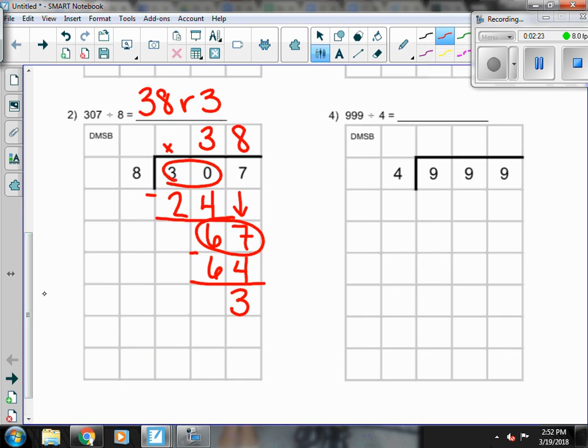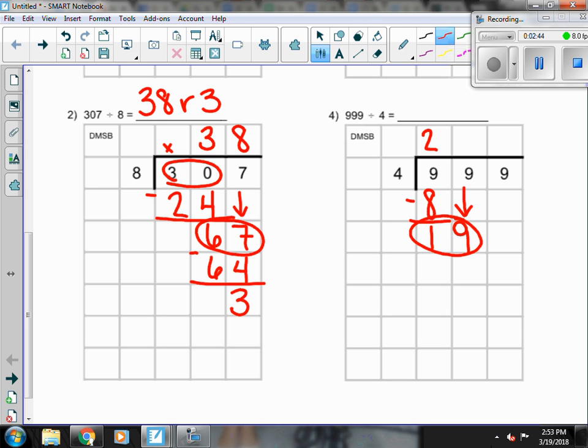For number 4, 4 goes into 9 twice. 2 times 4 is 8. 9 minus 8 is 1. So my remainder with my hundreds is 1. And I bring down my 9. And I start over with 19, my tens.